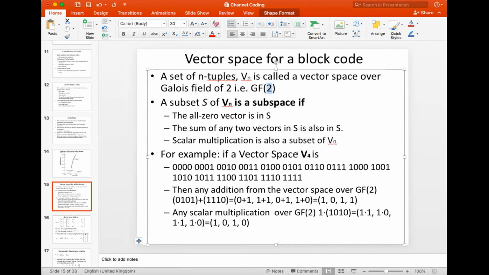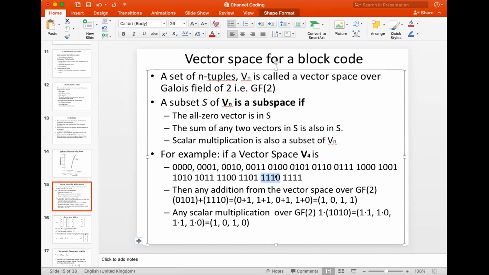For example, if we have four bits, remember what I told you, if we input 4 bits into our encoder, this is the possible sample space. So we could have 0000, 0001 up to 1111. If we take any of these two code words, in other words, any of these two possibilities, and add them together, the sum should actually be a subset of this possible code word. For instance, let's take these two.